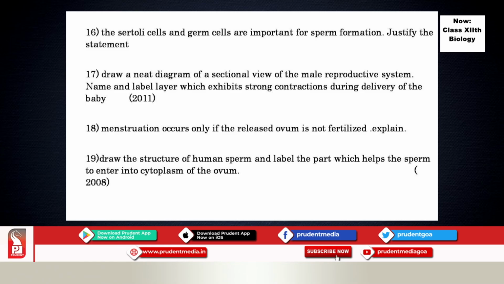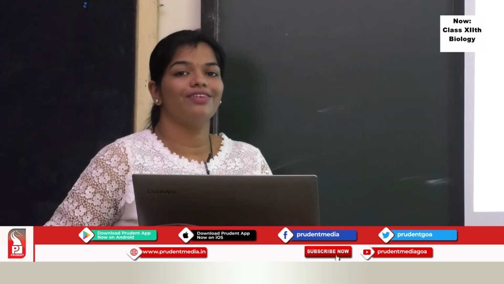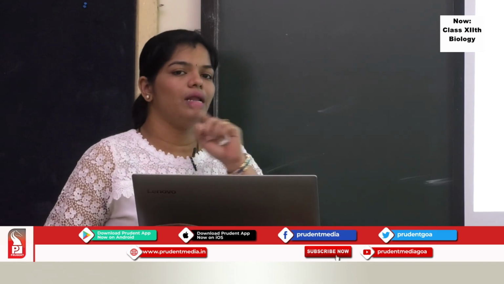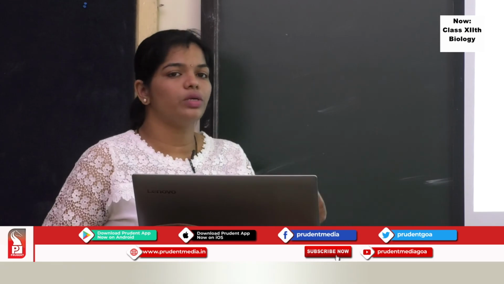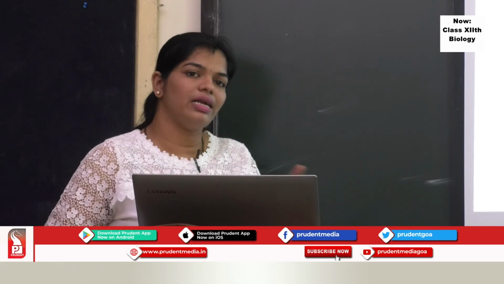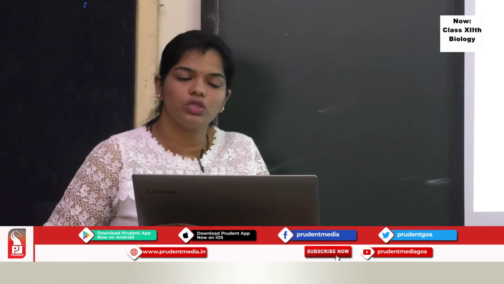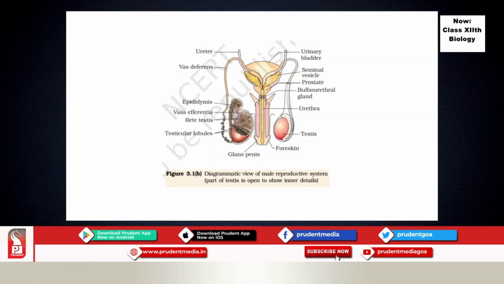Okay. Now, male reproductive system diagram. Menstruation occurs only if the released ovum is not fertilized. Explain. So, you have to explain the process. Okay, if the released ovum is not fertilized, the corpus luteum will disintegrate, the disintegration of the corpus luteum will shed off the endometrium and the menstruation will take place. Okay. So, here are the diagrams from your text, please mark them, draw it in your book, students.